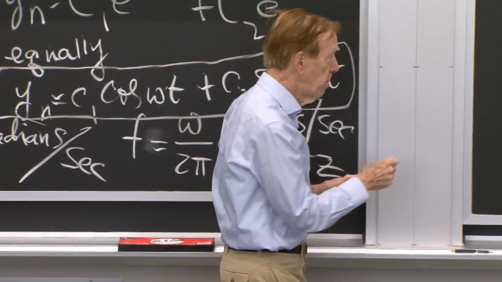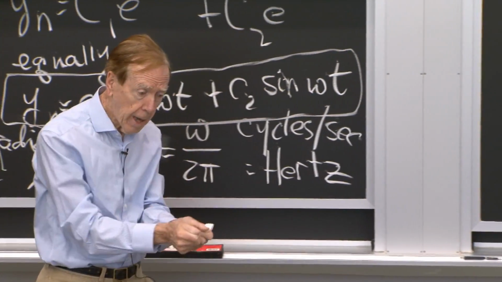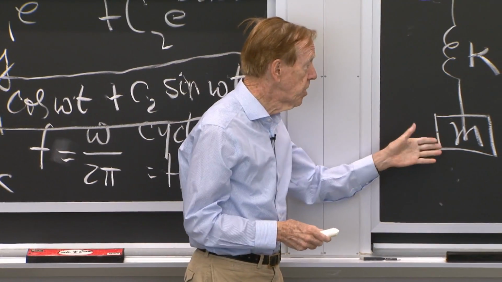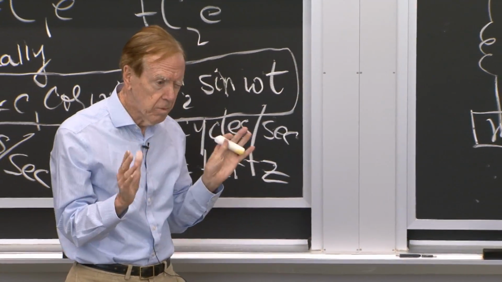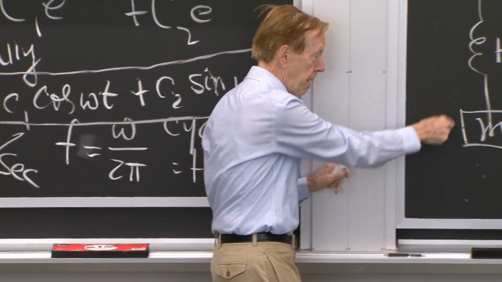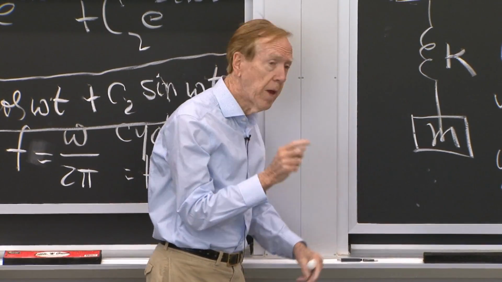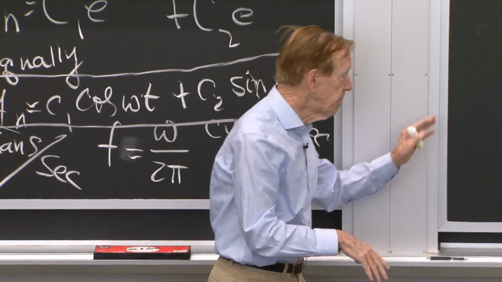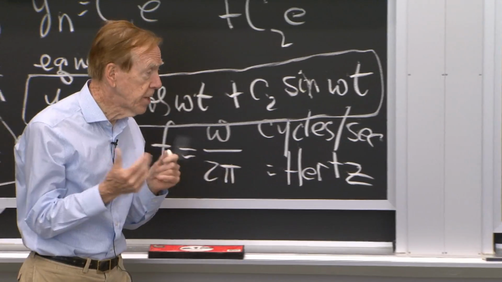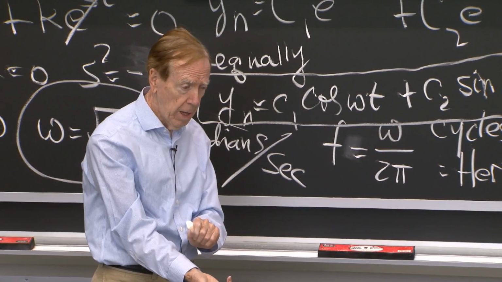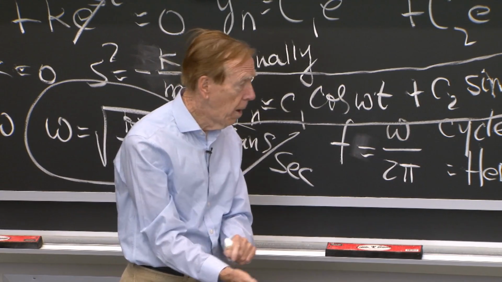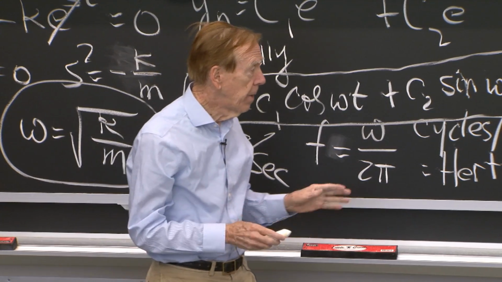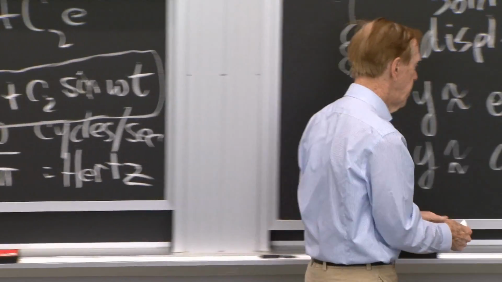Another possibility would be to strike it. If I hit that mass, that would be a different initial condition. What would be the initial condition if it's sitting there in equilibrium, quietly minding its own business, and I hit it? Then I've given it an initial velocity with initial displacement 0. So those would be the two extreme possibilities. Pull it down, let go, or strike it when it's sitting in equilibrium. Anyway, we got two initial conditions.